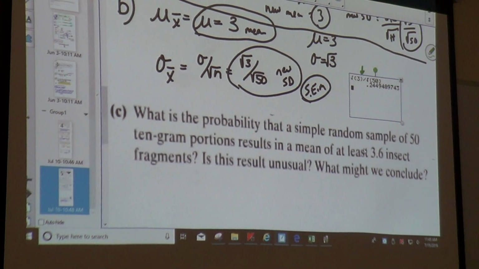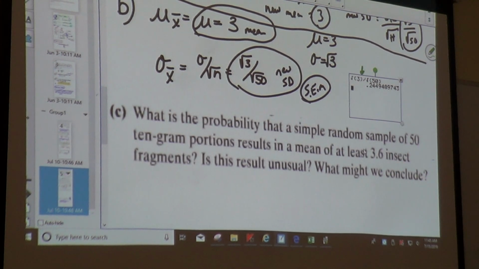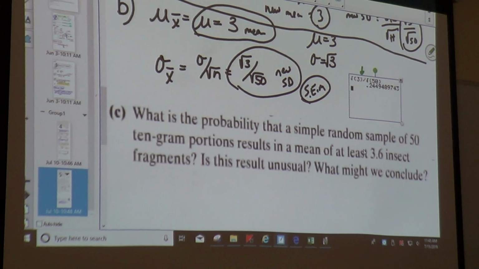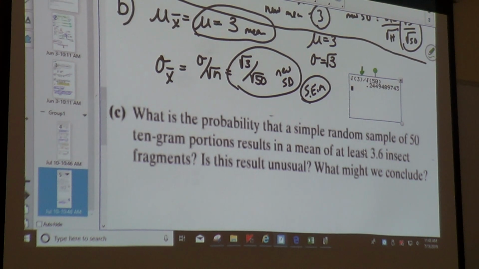What is the probability? So what are we trying to find? The shade, the area, the probability. What is the probability that a simple random sample of 50 10-gram portions results in a mean of at least 3.6 insect fragments? Is it unusual? And what might we conclude? We'll let you try that one.